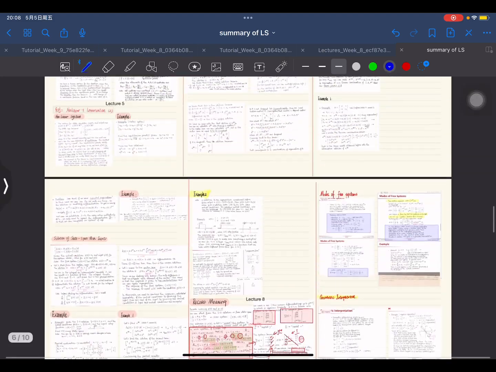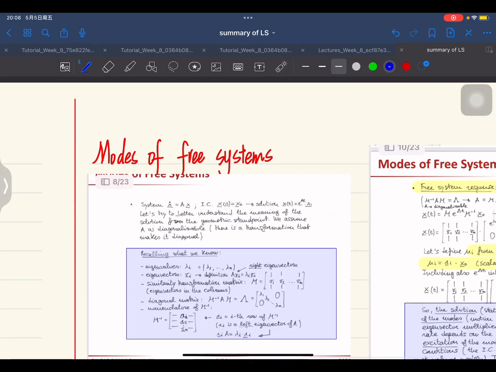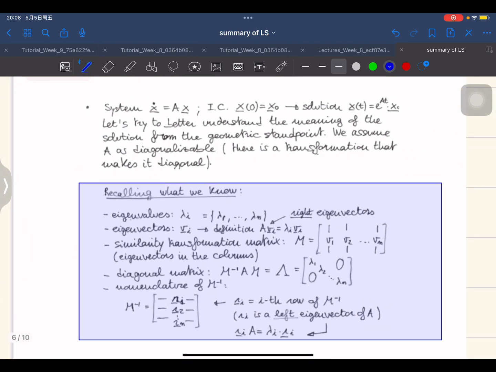Okay, after that, we would like to introduce the modes of resistance. How can we introduce the modes of resistance? We will see such an example in our tutorials later. System S dot equals AS, you know this. And we will always know the initial condition. From this, we can get the solution of S(t), right?